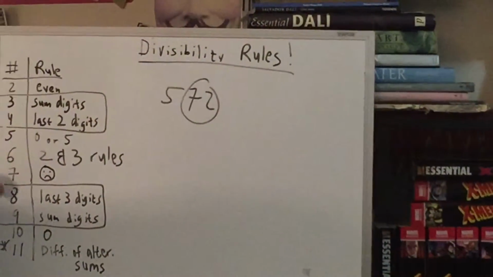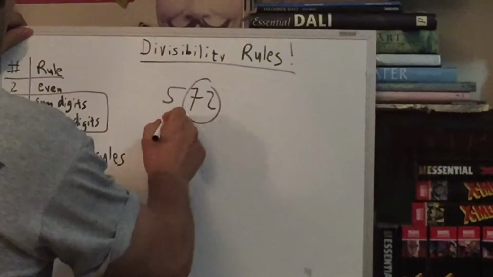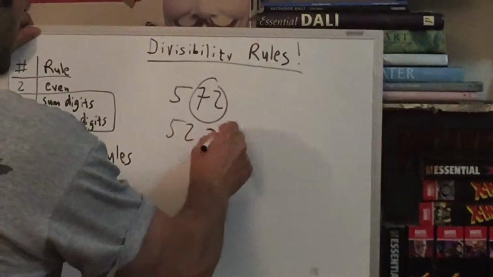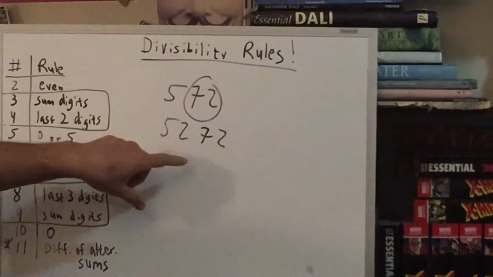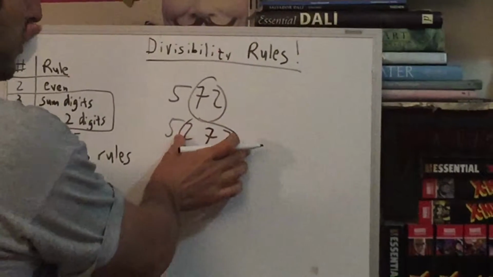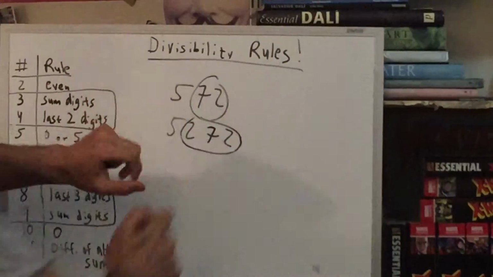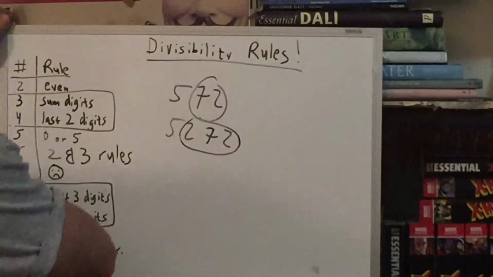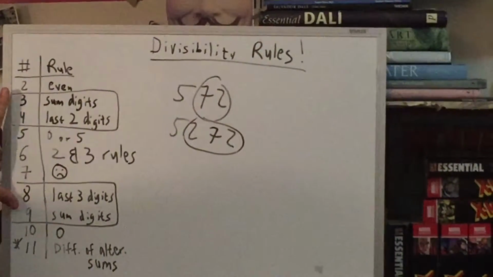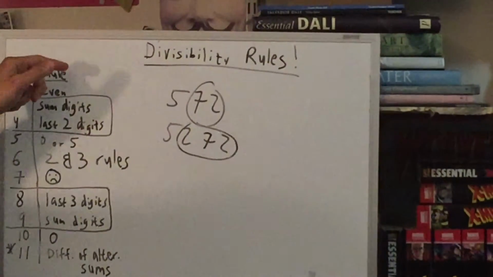The 8 rule. So the 8 rule is you do the last 3 digits of the number. So if you want to test 5,272, you just need to test the last 3-digit number. So if 272 is divisible by 8, so is the entire number. Alright, the 9 rule is the same as the 3 rule, except the sum of the digits has to be divisible by 9 as opposed to by 3.